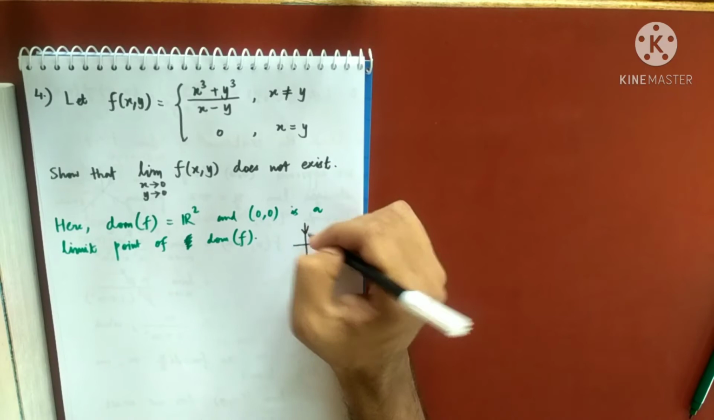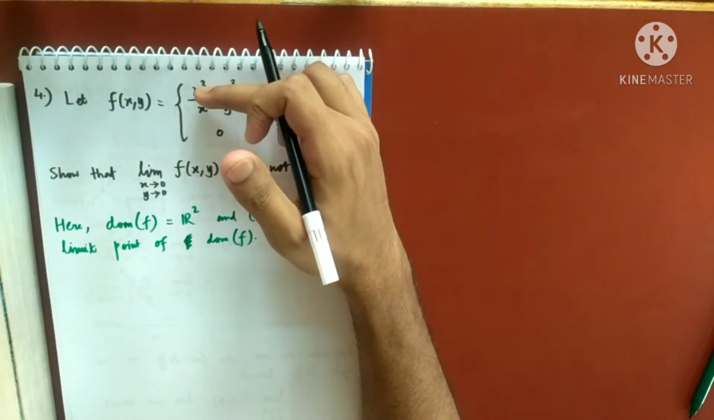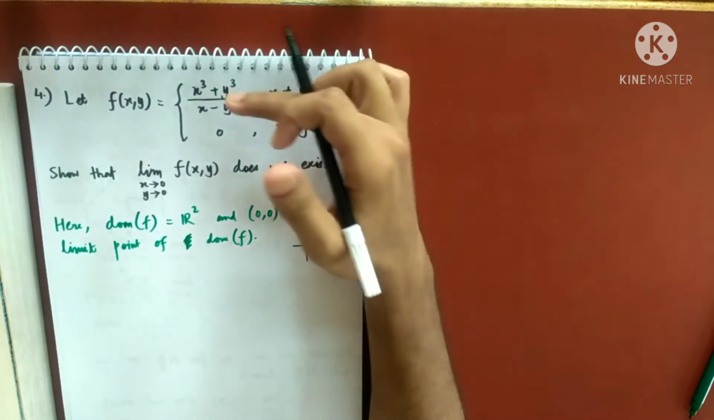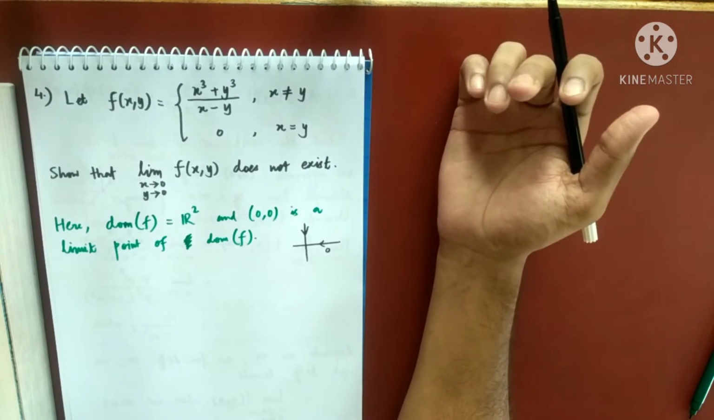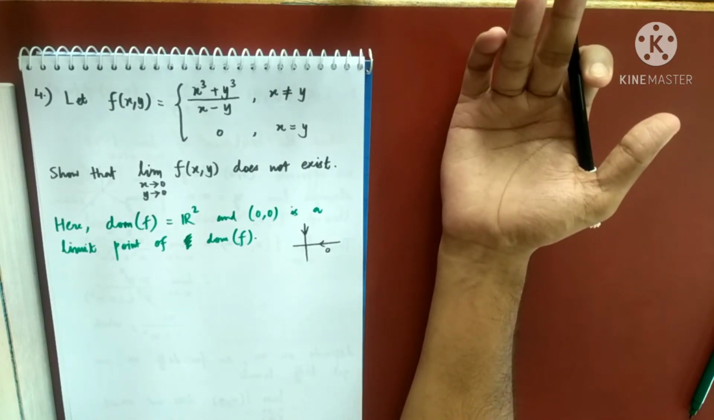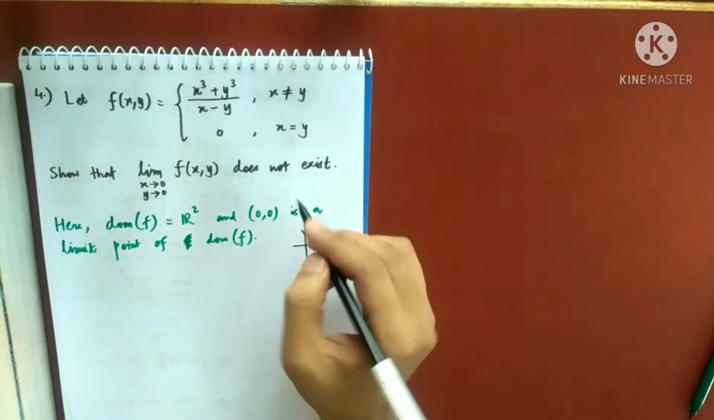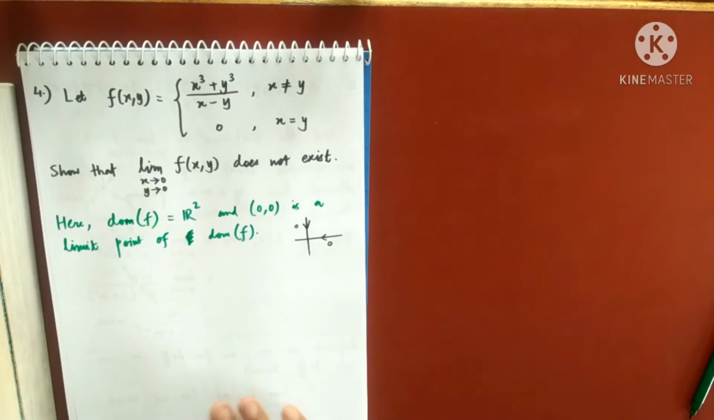Let me approach using this curve, that is the y-axis. I'll put x equals to 0. When I'm putting x equals to 0 here, I get y cubed by minus y, that is minus y squared. And again, as y tends to 0, that is 0, because minus y squared will tend to 0. So again, I'm getting 0. So no conclusion can be made.